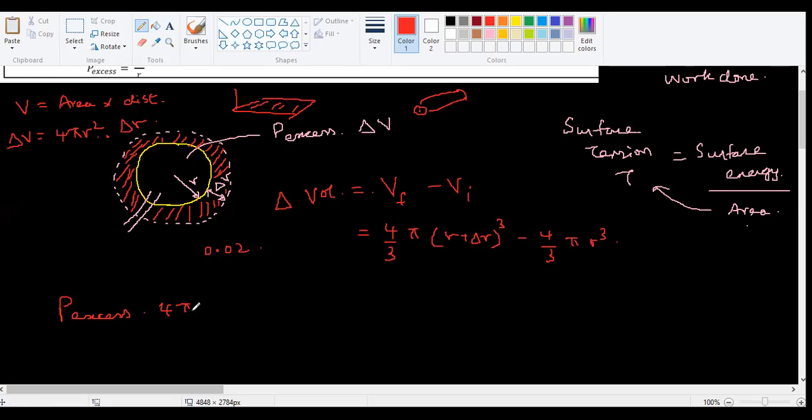Delta P times 4 pi r squared into delta r is equal to tension, surface tension, into 4 pi (r plus delta r) the whole square minus 4 pi r squared, because we are talking about the change in area, delta A. So now this 4 pi, I can take it out commonly. So that 4 pi and this 4 pi will cancel.